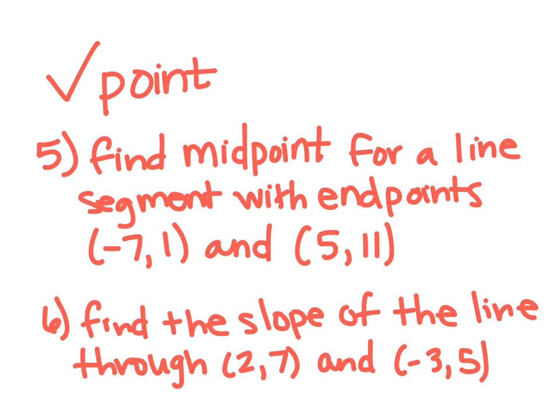Here are your final checkpoint problems for this section. In the first problem, problem number 5, find the midpoint for a line segment with the endpoints negative 7, 1 and 5, 11. For problem 6, find the slope of the line that travels through 2, 7 and negative 3, 5. I'll see you tomorrow for some more practice.